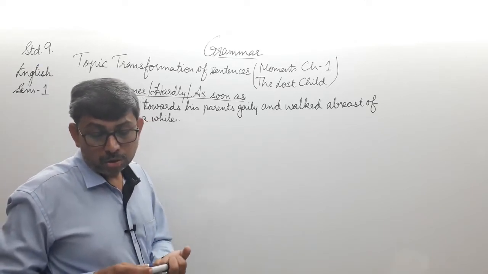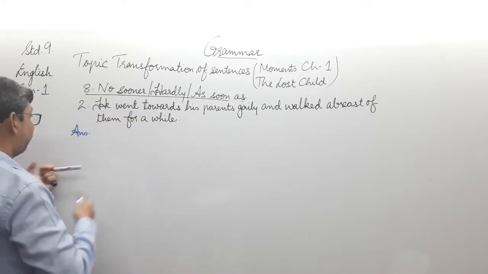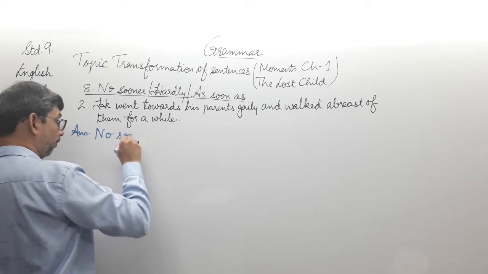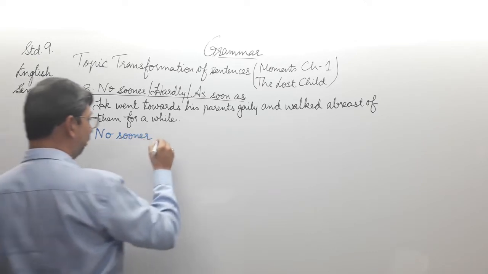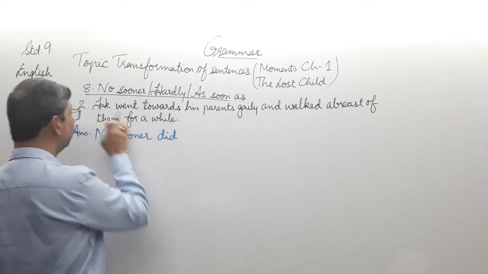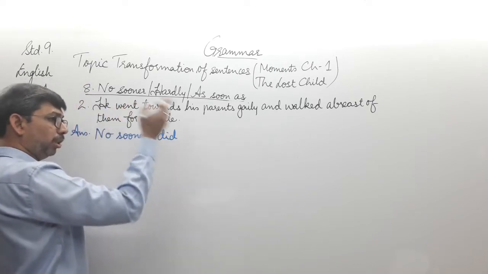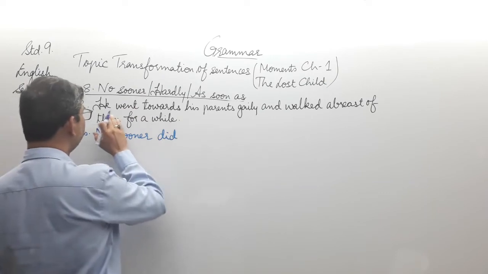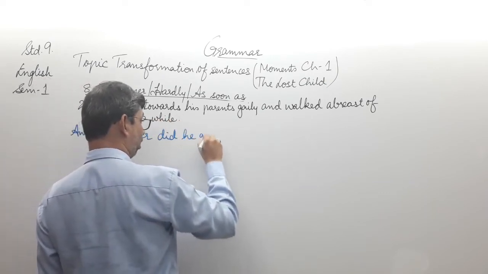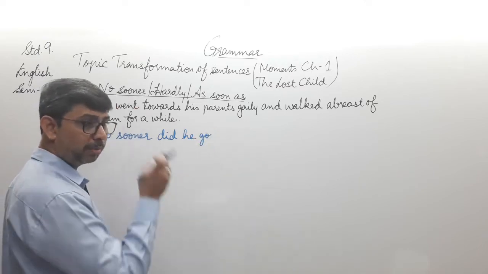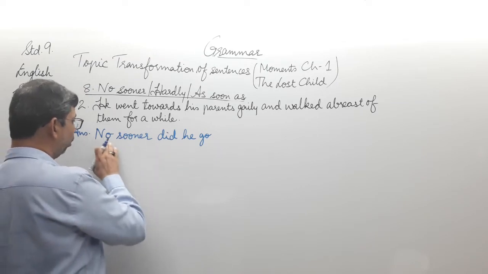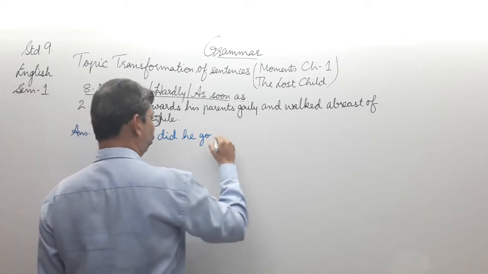First one, no sooner did he go. Have a careful understanding of this. We are using the words no sooner and the necessary changes by applying the past tense auxiliary over here. No sooner did, we have the subject, went changing to go. No sooner did he go. So we are using the present form over here, just like we used the present form in the previous one. Did he come? No sooner did he go towards.